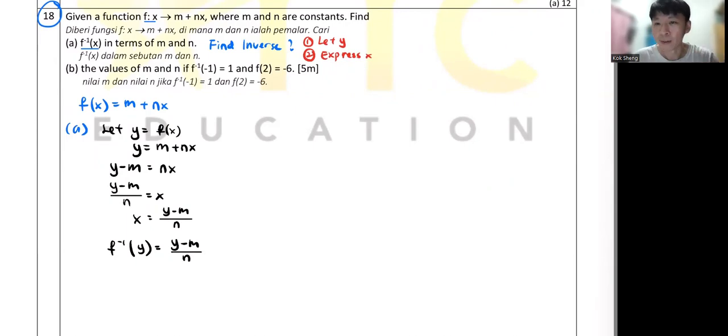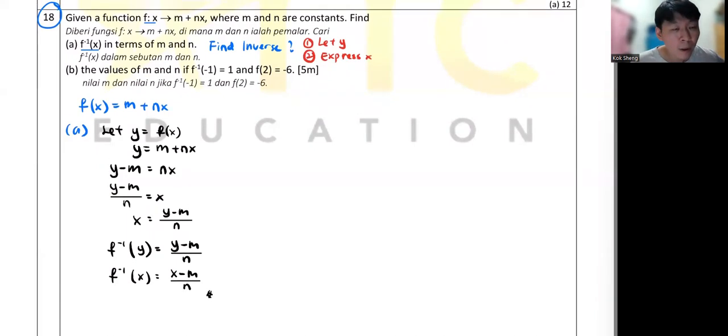Okay, and one more step. Most of your school teachers prefer your object as unknown x, so you have to change it. Okay, so question A is done. That is your inverse: x minus m over n. Okay, not too hard. Just maybe the steps, a lot of unknowns here. Okay, can go for the B.